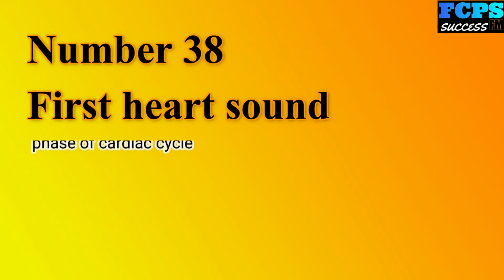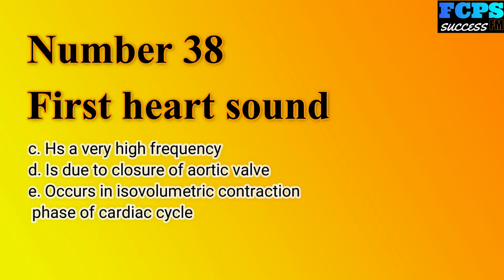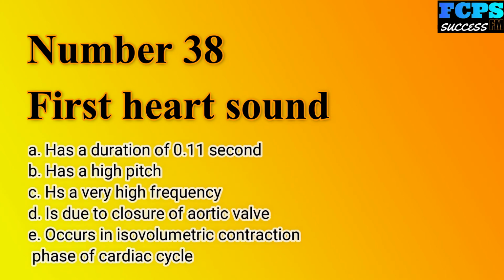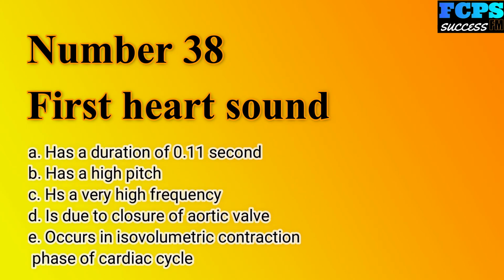Number 38. First heart sound: A. has a duration of 0.11 second. B. has a high pitch. C. has a very high frequency. D. is due to closure of aortic valve. E. occurs in isovolumetric contraction phase of cardiac cycle. Correct option is B, has a high pitch.